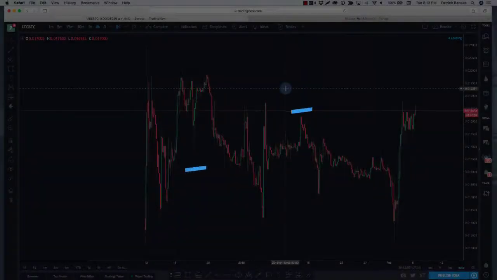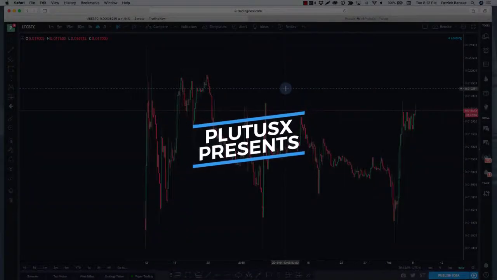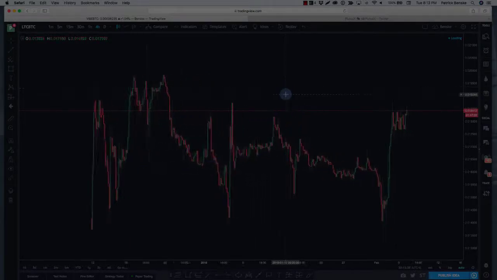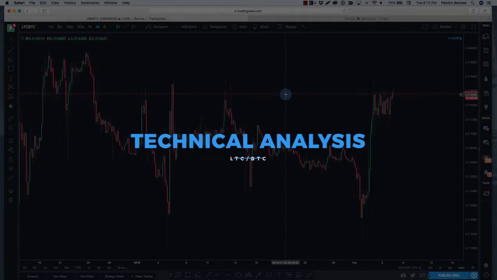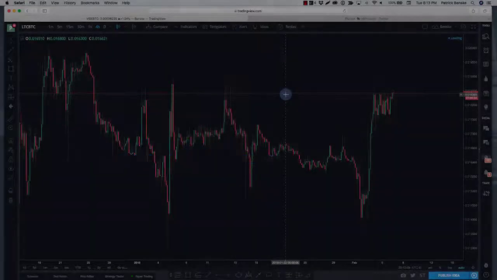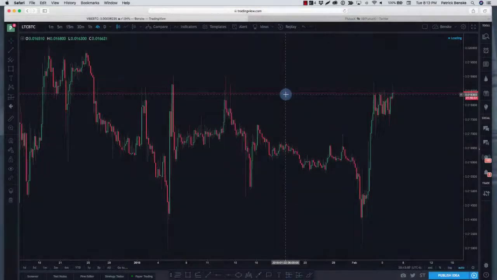I have the LTC BTC chart open on tradingview.com. Tradingview.com is the tool I use for all of my analysis. If you don't know me personally, or you just got to know me, my name is Patrick, and I used to be, or I still am, a forex trader, and that's where I initially learned technical analysis, the skill, and now I'm bringing that to the crypto market.